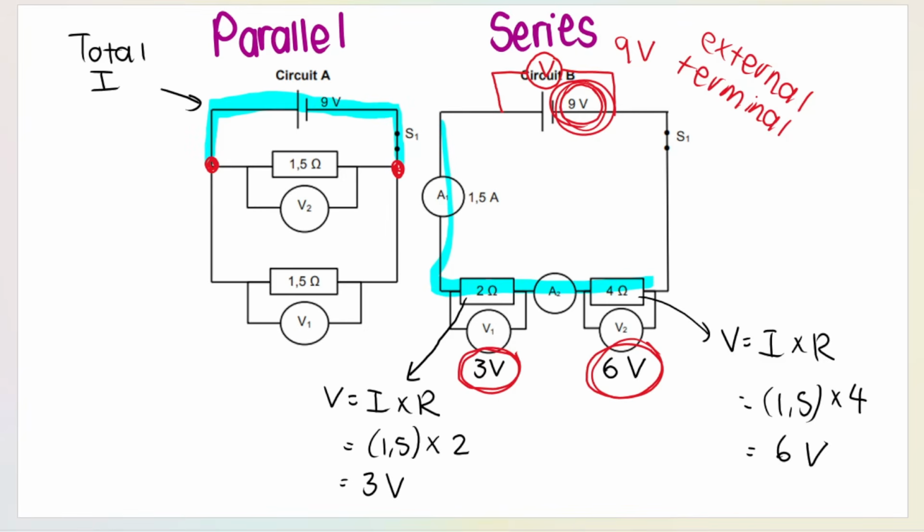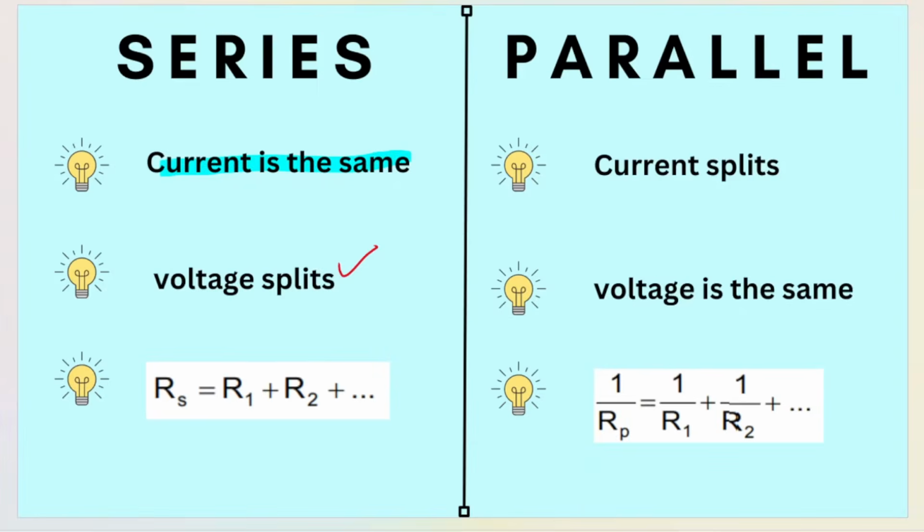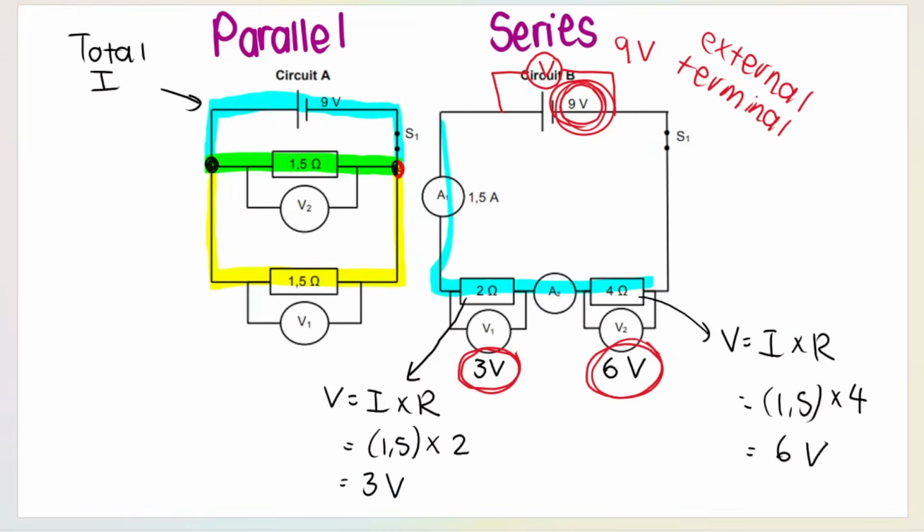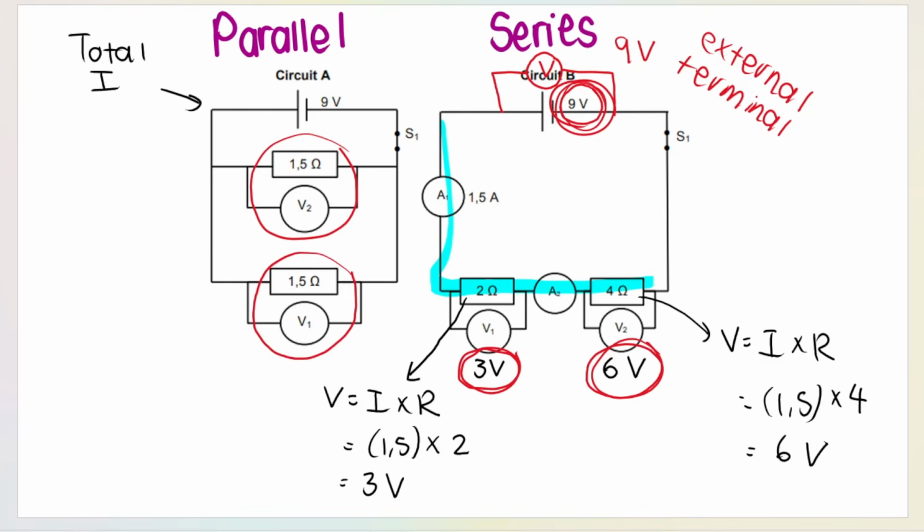Some of the current goes through here, as I've mentioned previously in this video, and some of the current goes through here. So current splits in parallel. Current splits. However, voltage is the same. And what that means is if you take a look at the circuit, we have no resistors connected in series here. We have the 1.5 ohms and this 1.5 ohms connected in parallel. And what that means is the voltage across this 1.5 ohms is the same as the voltage across this 1.5 ohms.